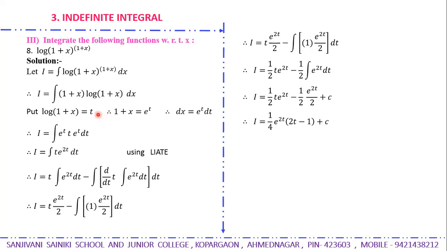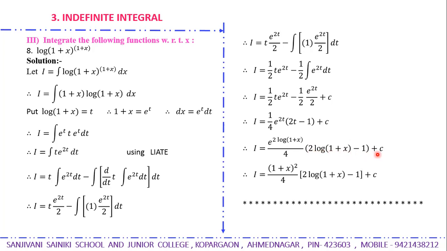But what is t? t is log(1+x). So we substitute that: e^(2 log(1+x))/4 into (2 log(1+x) − 1) + c. This we can write as e^(log (1+x)²), that is (1+x)²/4 into (2 log(1+x) − 1) + c. So this is all about the exercise 3.3 from by parts. In next lecture we will study partial fractions.